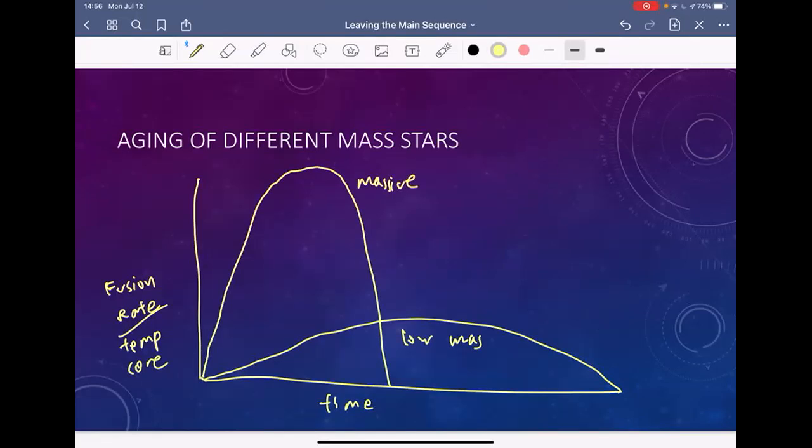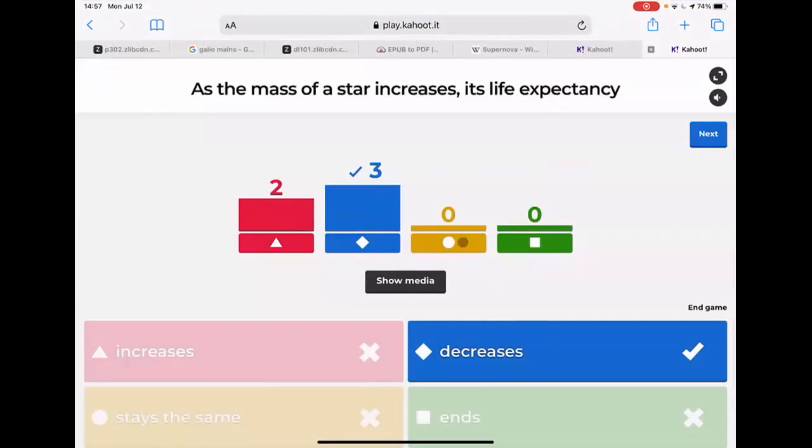Since a massive star is so much bigger and so much hotter, it can burn a lot more fuel at the same time. So it runs through its fuel much faster than a low mass star. A low mass star like our own sun might last for maybe 10 billion years, basically. A massive star might only last for 1 billion, right? Just because it burns through all its fuel much faster. So that's why the life expectancy of a big star goes down.